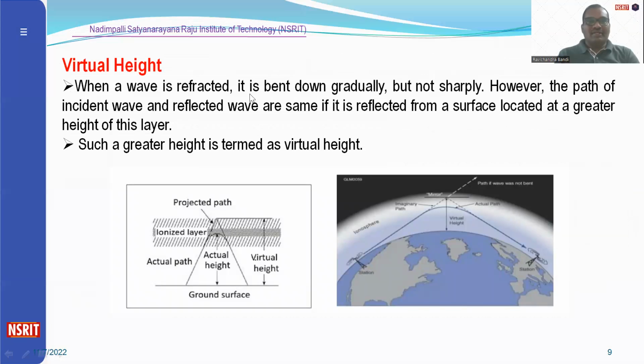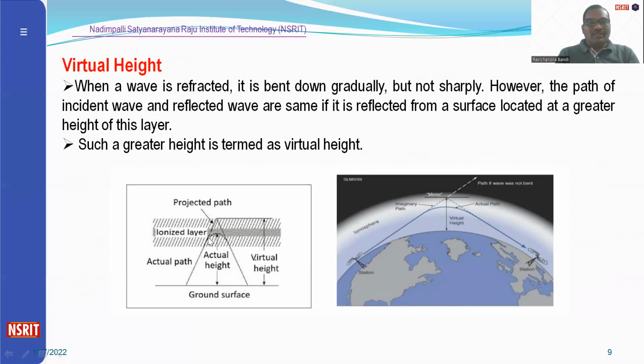When the wave is refracted, it bends down gradually, but not sharply. However, the path of the incident wave and the reflected wave are the same if it is reflected from a surface located at a greater height of the earth. Such a greater height is termed the virtual height. In the diagram, see that from the transmitting end, the wave is incident into the ionosphere.